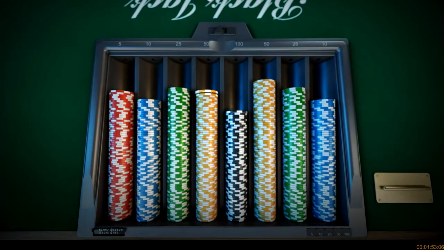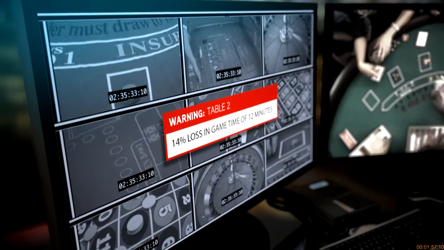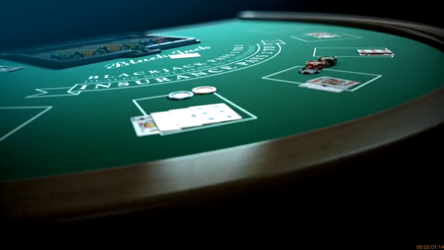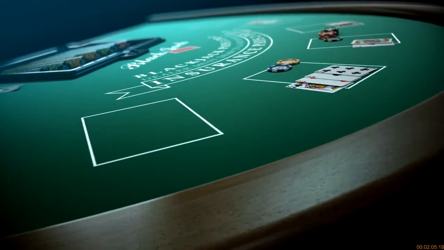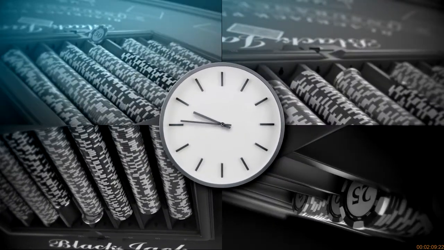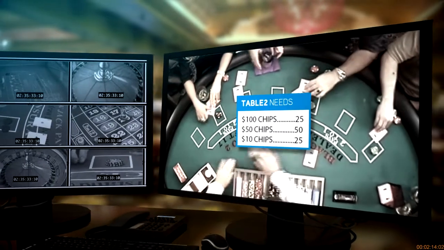If the table suddenly begins losing money, the system will then alert security management to allow them to quickly determine if there is a possibility of cheating taking place. This technology gives casinos the ability to monitor gaming activity and even automate the fill process. If the tray gets low, the software can alert the cage that a fill is needed at a particular table, saving many man-hours of manual monitoring and labor.